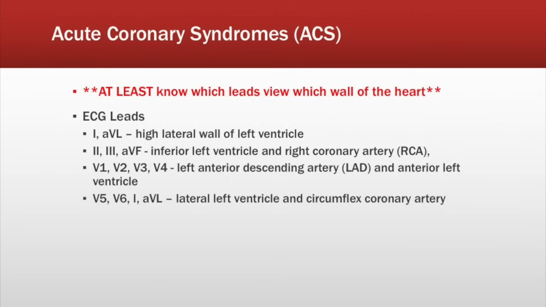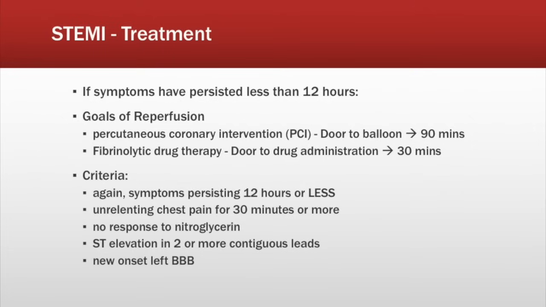So some of the treatment for STEMIs is you got to qualify it. So if they're having symptoms that are 12 hours or less, your goal is reperfusion. Again, the criteria is being 12 hours or less, unrelenting chest pain for 30 or more minutes, no response to nitroglycerin, even the third dose, and ST elevation in 2 or more contiguous leads, or a new onset of a left bundle branch block. So to help reperfuse, you're going to have 90 minutes or less. You're going to have the PCI, door to balloon. And in fibrinolytic drug therapy, you're going to have a door to drug administration time of 30 minutes.